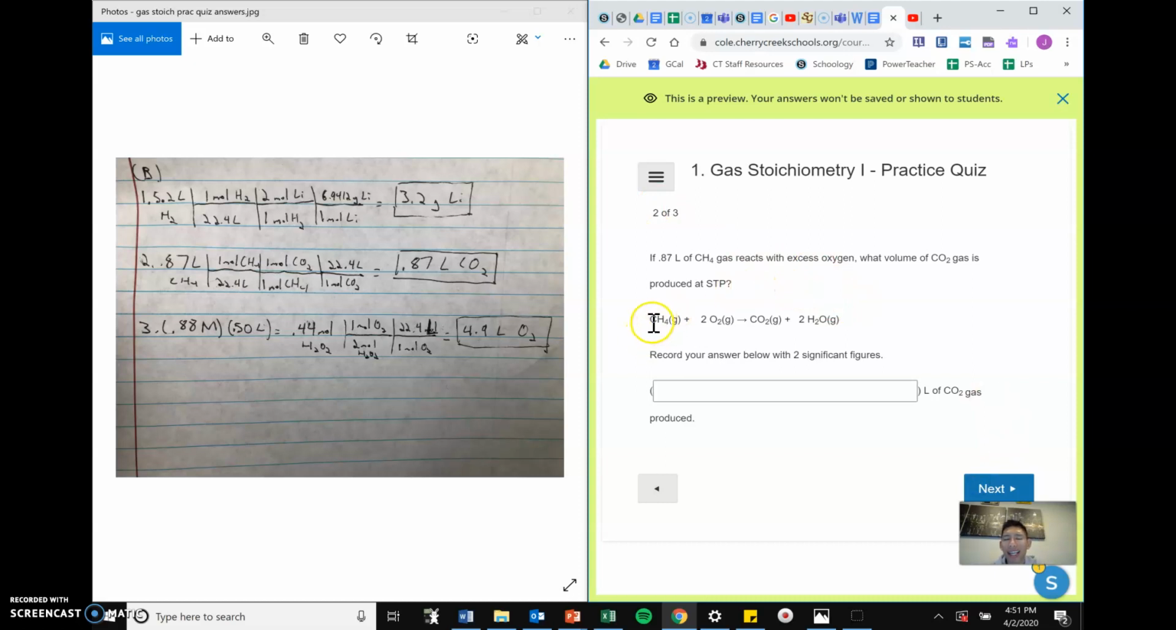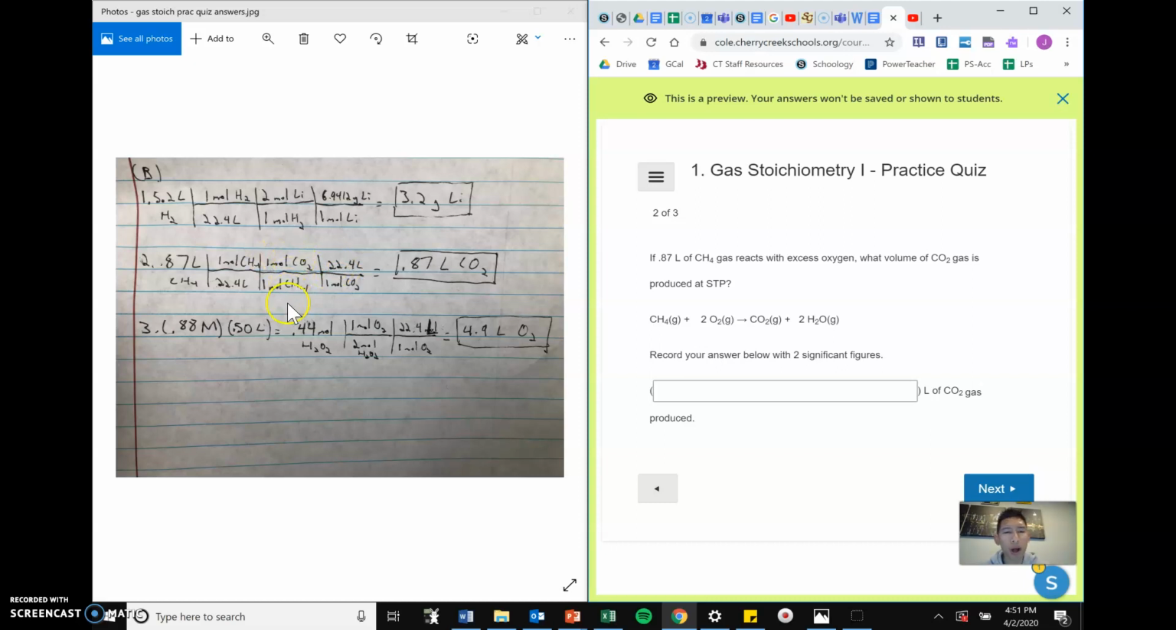It says if 0.87 liters of CH4 gas reacts with excess oxygen, what volume of CO2 gas is produced at STP? Well, in the same way, I'm going to start here and go through stoichiometry. If I have 0.87 liters of CH4, I know that for every 22.4 liters, that's 1 mole. And so, once I convert to moles of CH4, I know for every 1 mole of CH4, I have 1 mole of CO2. And then finally, I will take my moles of CO2 and convert that to liters of CO2.